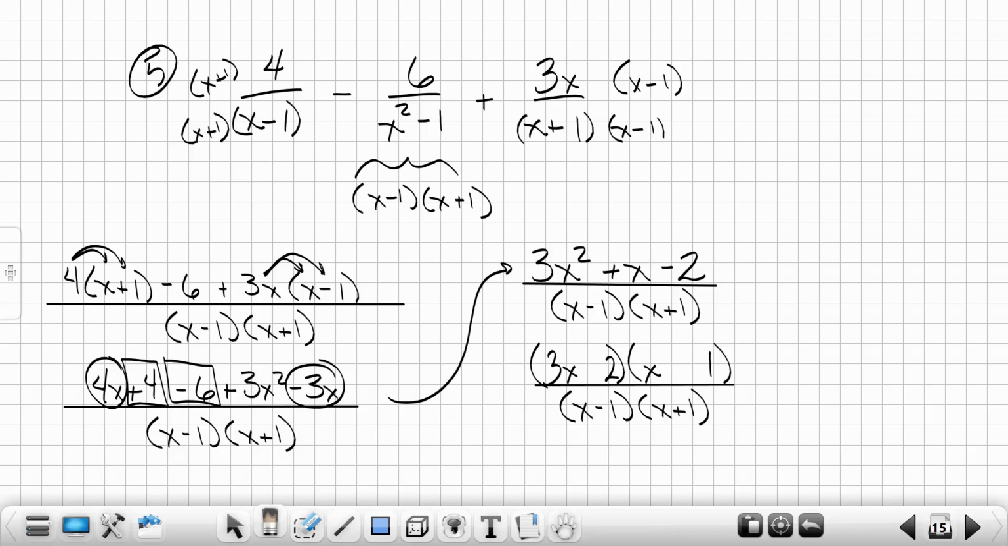Do we have to do that? Like, will you knock us down points if we don't do that and we just leave it 3x? Oh, yes, because it's not done, because it's going to cancel some stuff. So which one's positive and which one's negative?